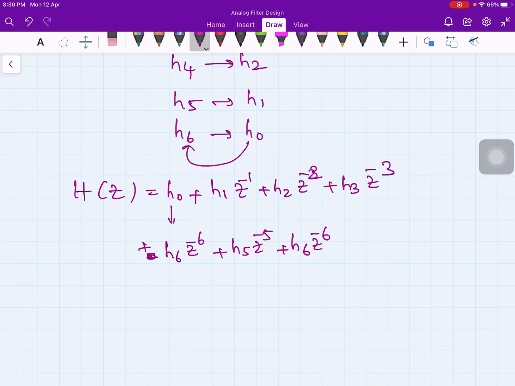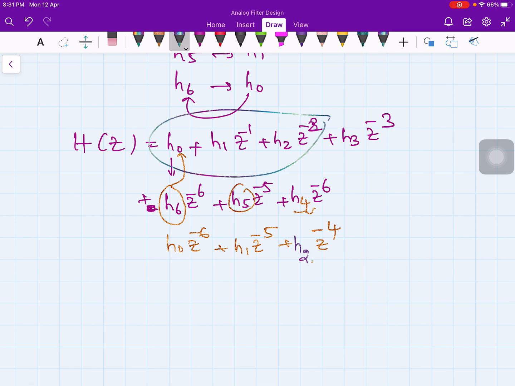Now what you do, this h6 is the same as h0, therefore you can replace h6 by h0 z to the minus 6, plus this one you replace by h1 z to the minus 5, plus this one you can replace by h2 z to the minus, am I writing correctly? I'm sorry, this is not h6. I'm very sorry. I beg your pardon. It is h4 z to the minus 4. And what is h4? h4 is nothing but h2, so I can write h2.